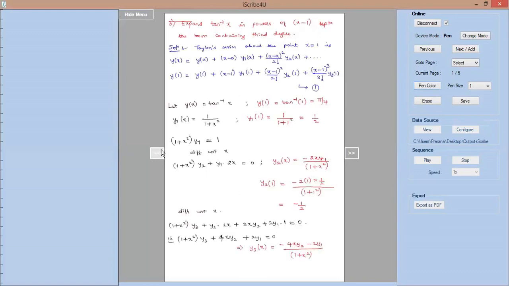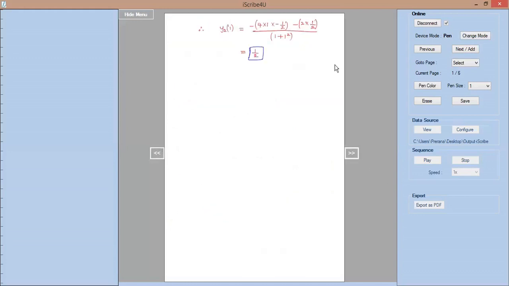So just for convenience, I am blocking all those answers for you. So we have y of 1 is equal to pi by 4. y1 of 1 is 1 by 2. y2 of 1 is minus 1 by 2. And now finally we obtained y3 of 1 as 1 by 2, which is there in the next page for us.